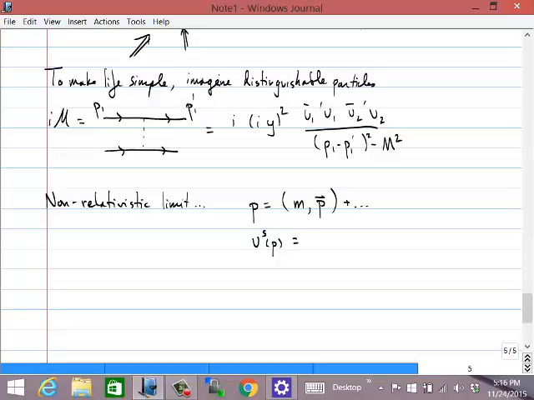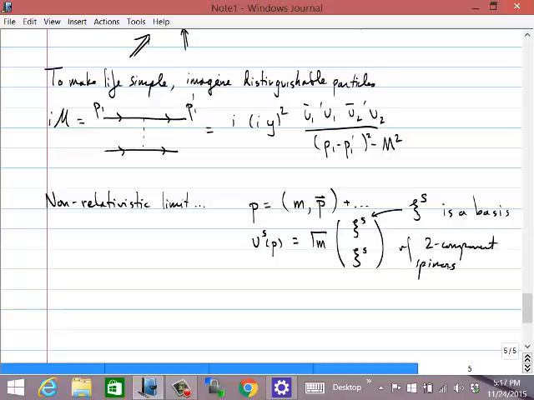Remember, these are 4-component spinors. But in the rest frame, you can just write them as two-component spinors on top of one another. So here, zeta s is a basis of the space of 2-component spinors, and these are the usual spinors of quantum mechanics. These are the usual 2-component spinors that you would use to describe a spin 1/2 particle in quantum mechanics.